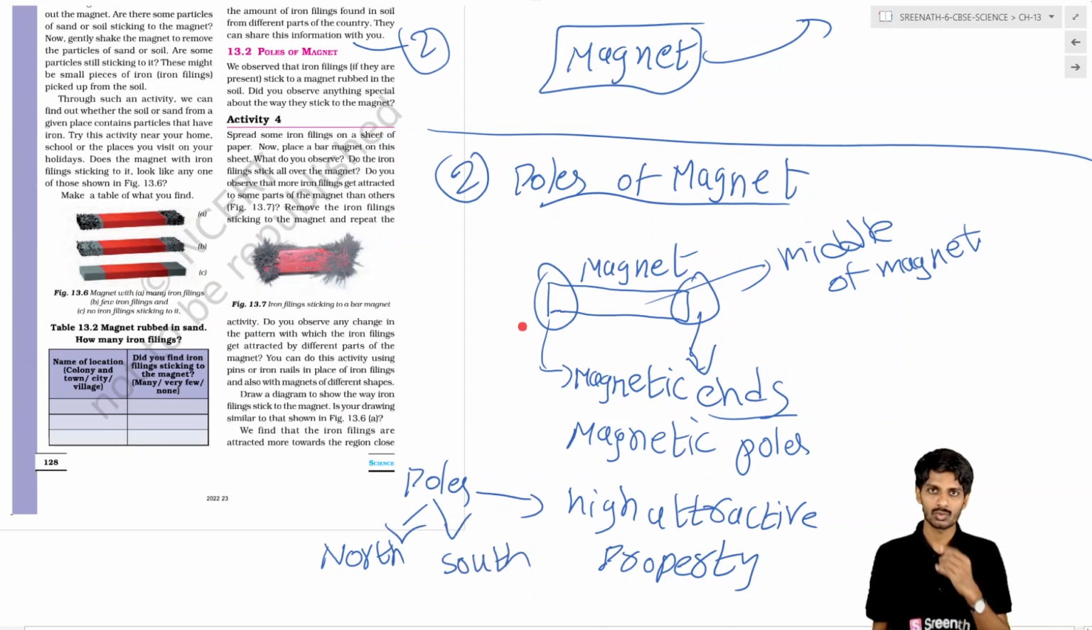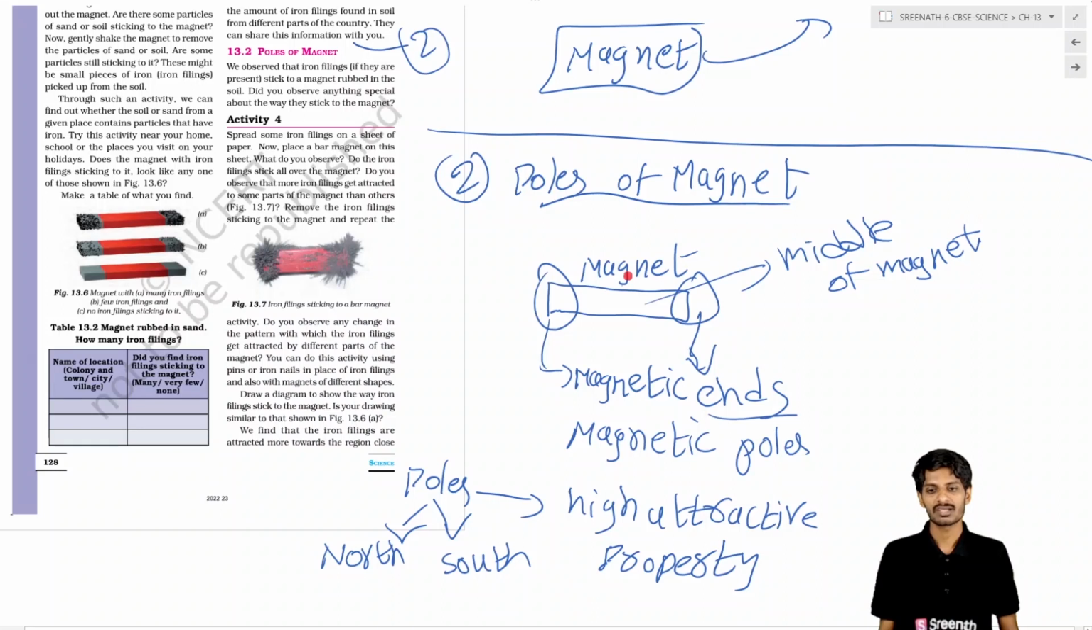Basically, a bar magnet has two ends, and we call those ends poles. And what are those ends? Those ends are named North Pole and South Pole. Why have we named them North and South? Basically these two are the ends, so shouldn't they be the same? But why are they not the same? Why are they named differently? Why are they treated as different? We are going to learn about this.